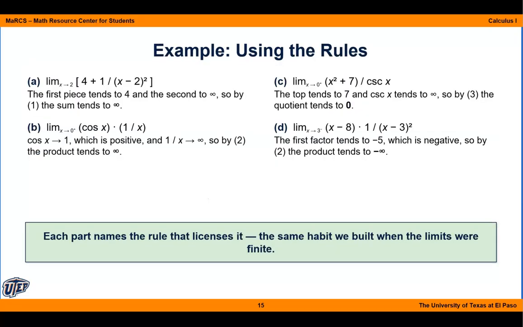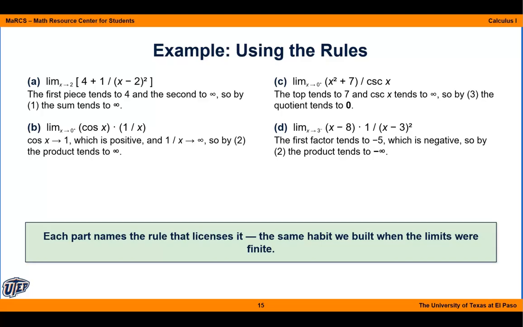Let's apply the combination rules to the four examples. In part A, a finite value is added to a term that approaches positive infinity. The sum, therefore, approaches positive infinity. In part B, the first factor approaches +1, and the second approaches positive infinity. Multiplying by a positive finite value preserves the direction, so the product approaches positive infinity.